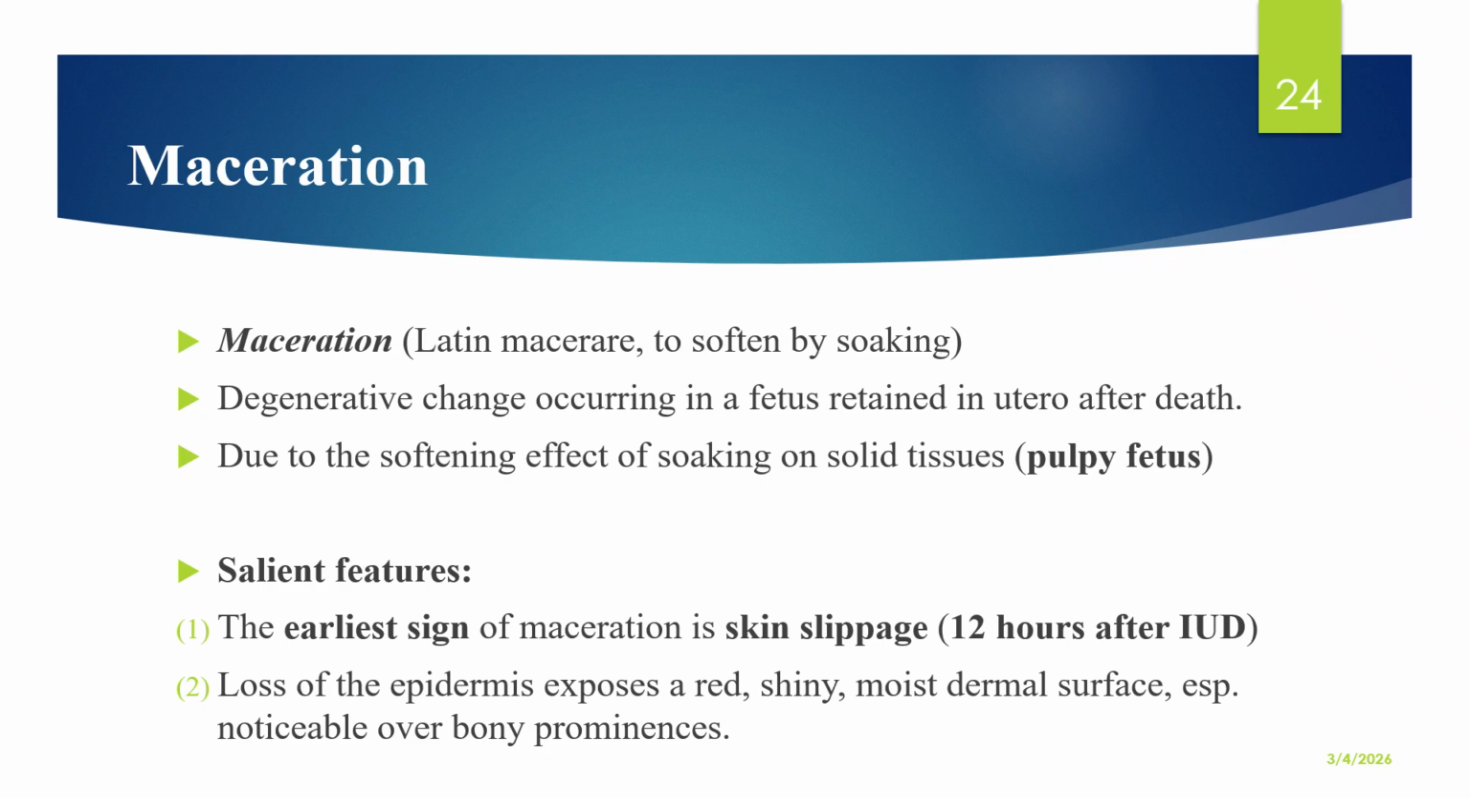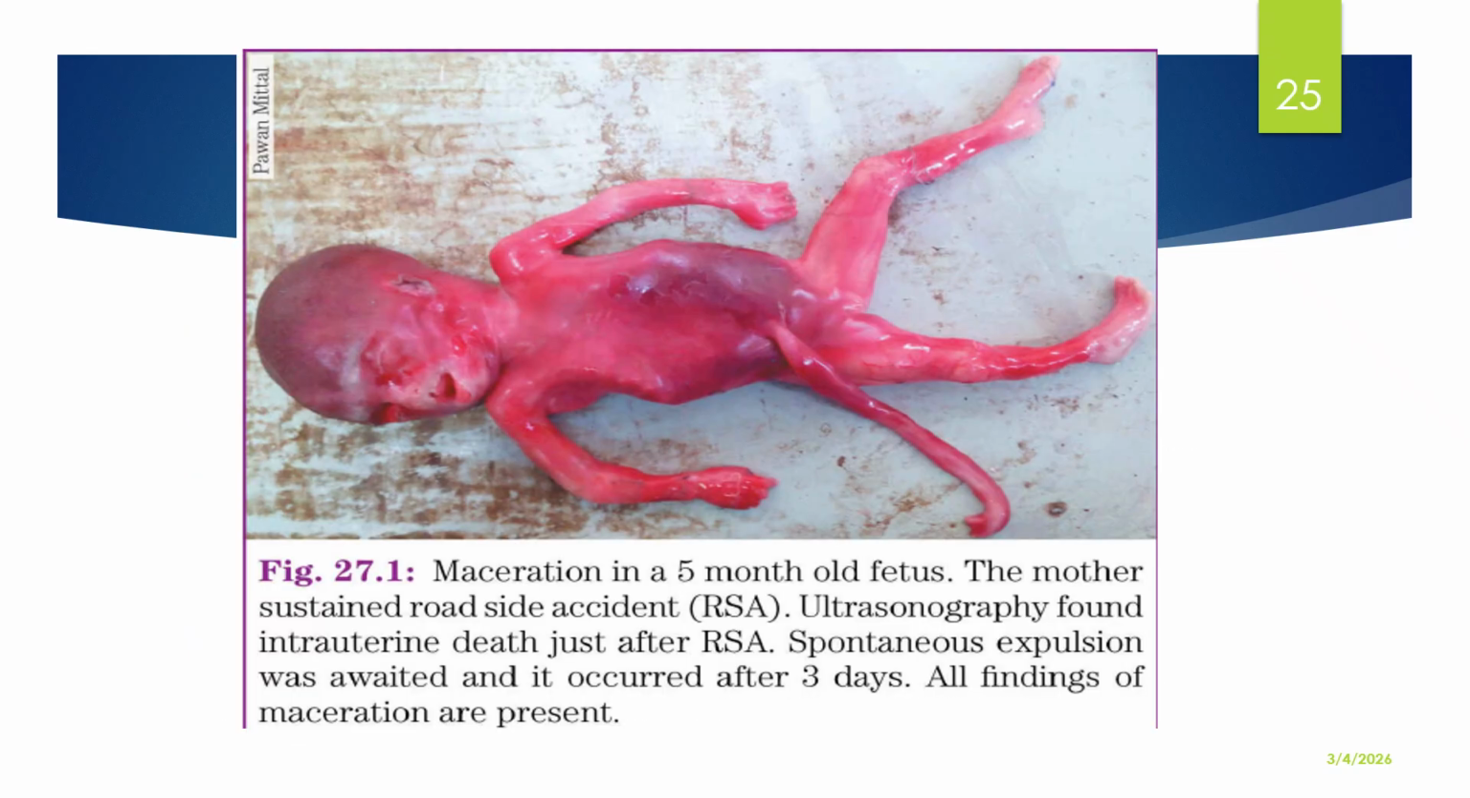The salient features are: the earliest sign of maceration is skin slippage, seen 12 hours after intrauterine death. Loss of the epidermis exposes a red, shiny, moist dermal surface, especially noticeable over the bony prominences. So this is the picture of maceration in a 5-month-old fetus.